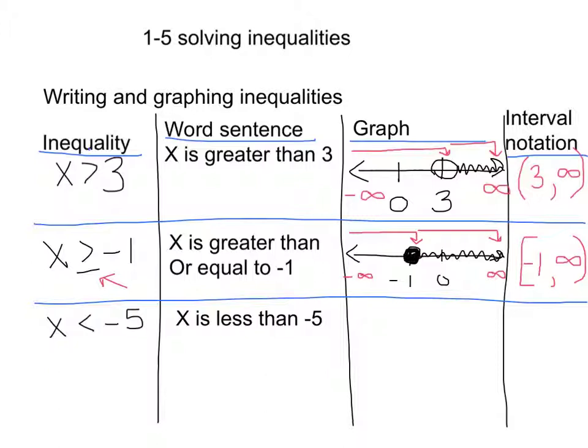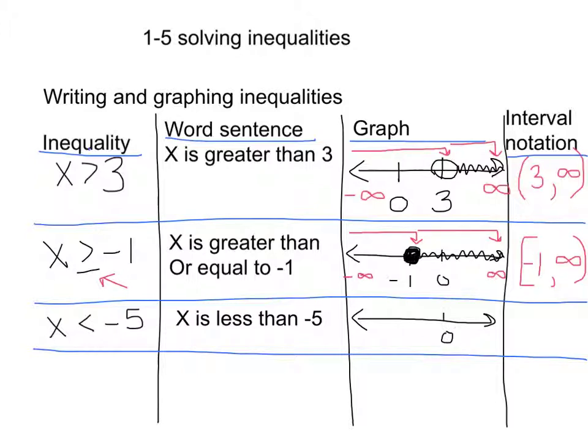Our next inequality is x is less than -5. To draw the graph of this, I need to make my number line, place my 0. -5 should be to the left of 0. So now, since it's just less than, again, it's going to get an open circle. You only get a colored in circle when it's equal to. And 0 is not less than -5, so that means I'm going to shade the other side of my number line. So now let's talk about our interval notation.